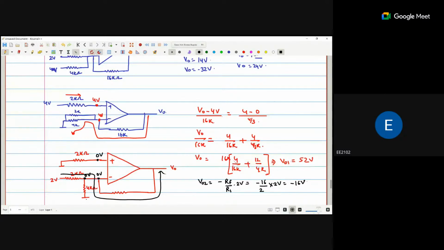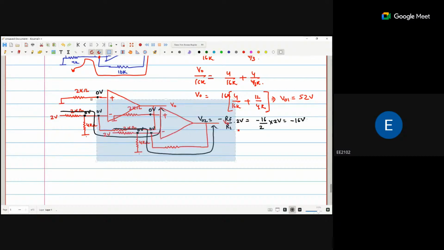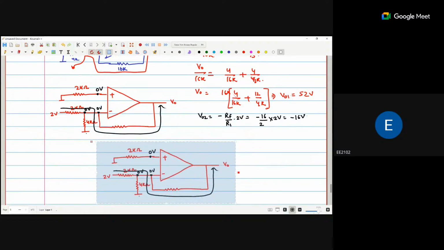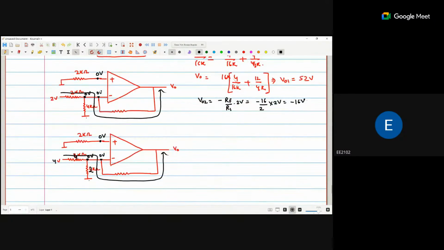And similarly, if we connect a third voltage source, the circuit is the same. Okay, the only change is what? Here we connect a 4 volt. This is the 2 kilo ohm, 4 kilo ohm. Okay, this is a 16K.